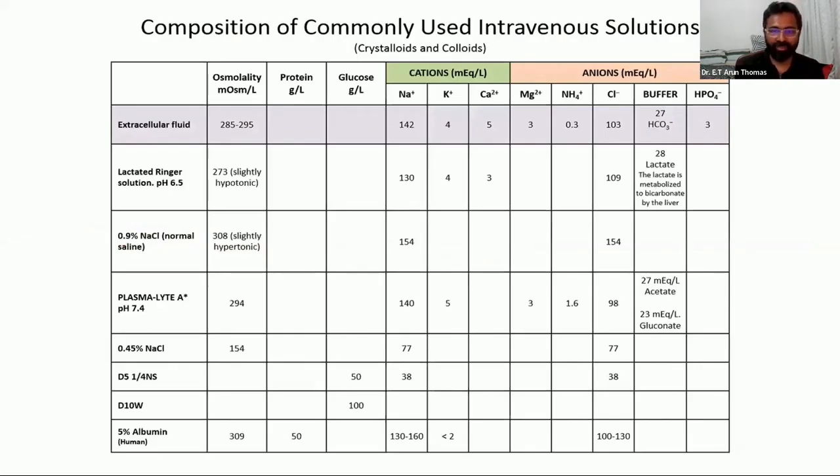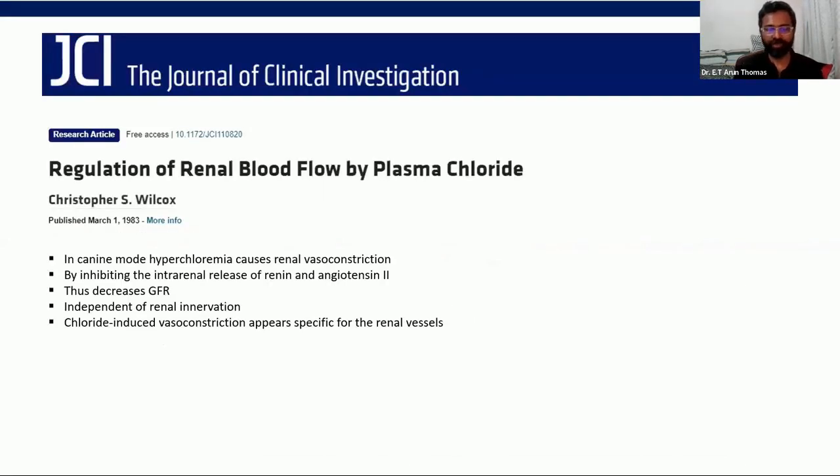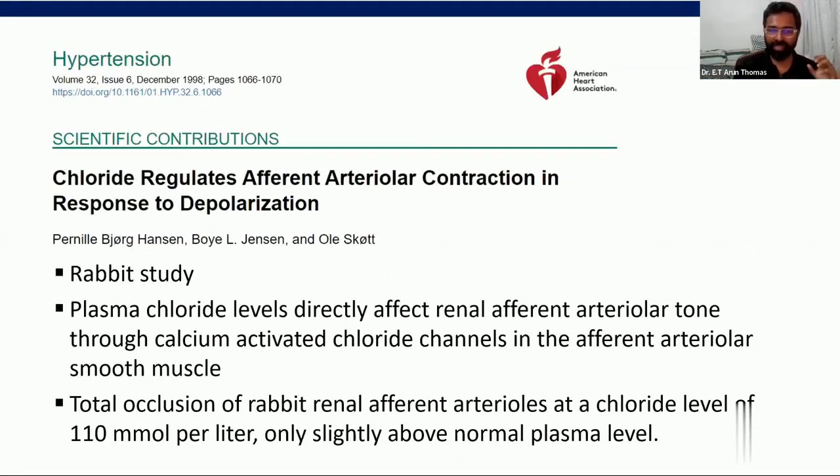So you can see different IV fluids. If you are using fluid resuscitation, always choose a fluid which has a difference between the sodium and chloride level. Normal saline, you can see, is 154, 154. Ringer lactate, the sodium is 130 and chloride is 109. And Plasma-Lyte is 140 and 98. This 140 and 98 almost matches the plasma composition. And there are a lot of animal studies which show that high chloride produces vasoconstriction through multiple mechanisms. That is also very true in our case.